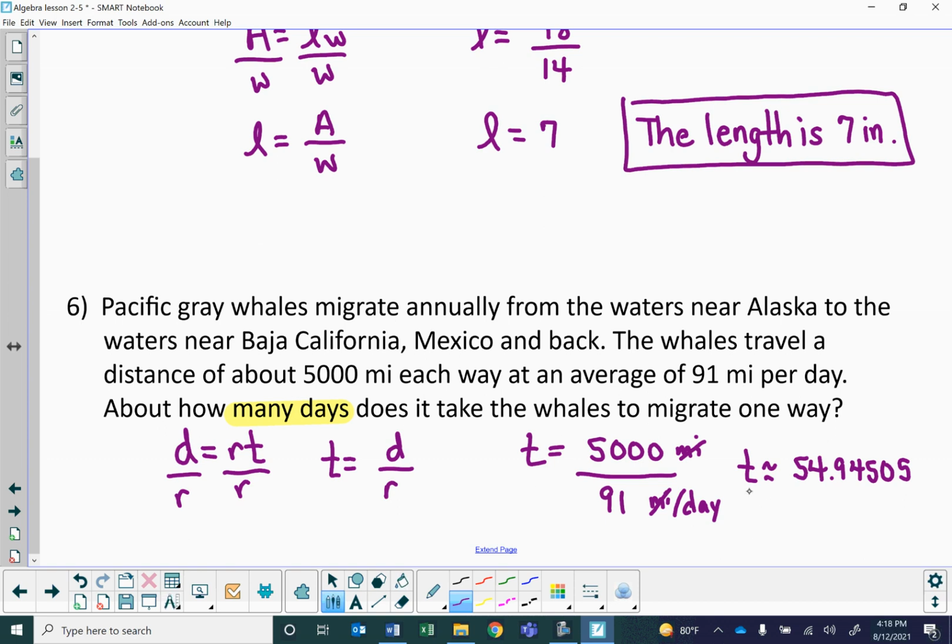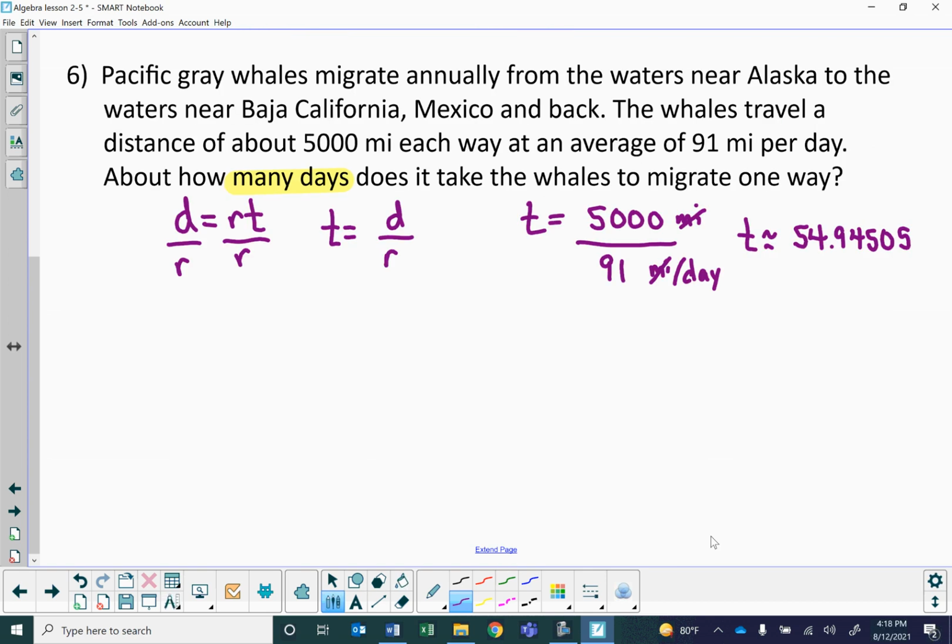So it will take about 55 days. Remember, it is a word problem, so you need to write it in a complete sentence. It will take about 55 days.